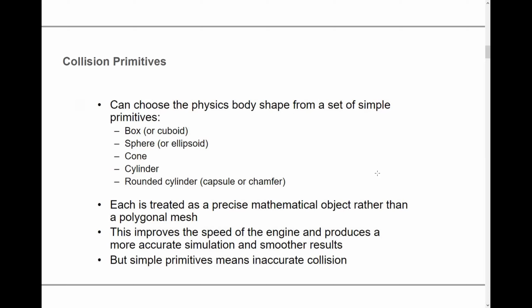Why? Because we are treating each primitive as a mathematical object. Therefore, it improves the accuracy. However, these simple primitives could mean inaccurate collisions. Those could occur.